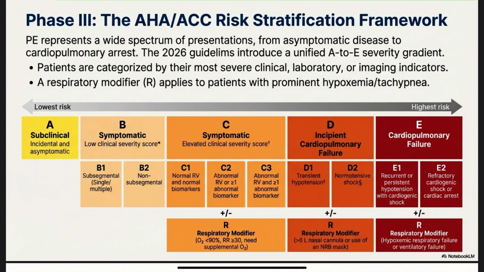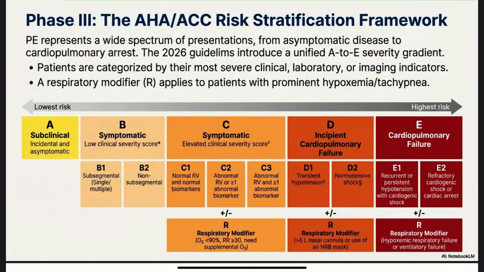B is symptomatic but with a low clinical severity score. What is this clinical severity score? As I told, the simplified PESI score is a very easy score, so the severity score is very low, and in imaging if you find it is subsegmental, single or multiple, it is B1. Non-subsegmental is considered B2. Subsegmental means within the branches of the pulmonary artery, but non-subsegmental means it can involve the main trunk also, but they have a low clinical severity score.